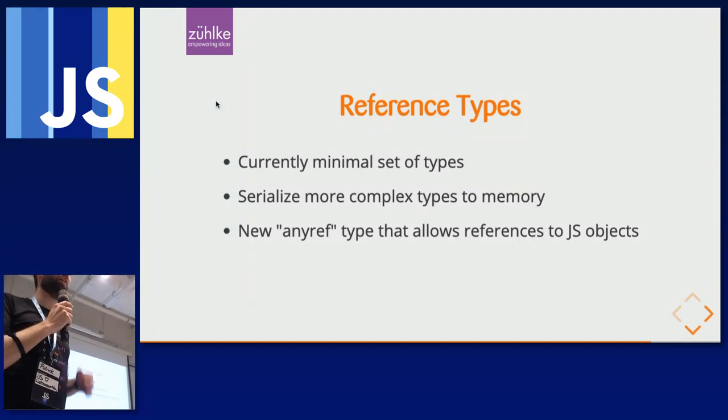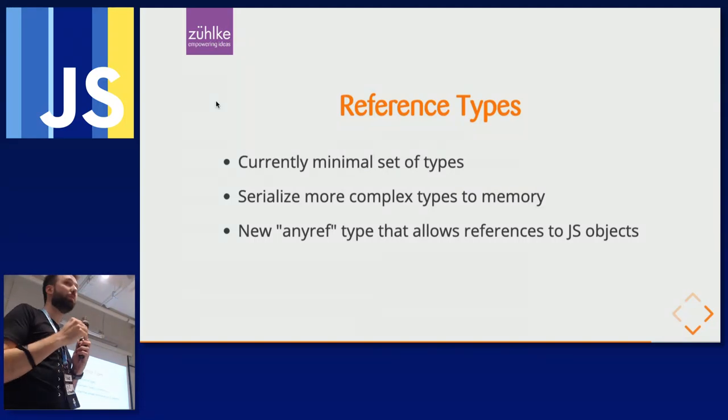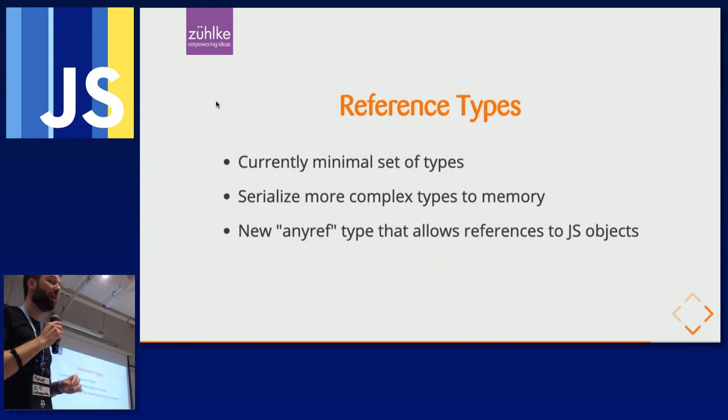Reference types is very closely coupled to the host bindings approach, so this would mean that we actually leverage that interface to have that anyref type, so we can pass in various kinds of types and references. This would be closely coupled to the host bindings, so both of them would have to be solved for it to work properly and to a cool extent.